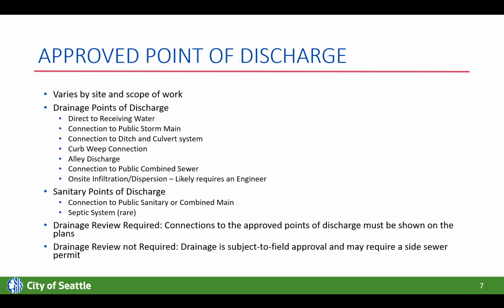So there are sanitary approved points of discharge as well. This varies based upon the side sewer code and tends to be a little bit more straightforward, but again, projects vary fairly widely depending on the location and where the side sewer is located and how many other structures are connected to that side sewer. So again, if you're making a new sanitary connection, we always want you to reach out to us to make sure that you understand all the requirements for your project. Septic systems in the city of Seattle are very rare.